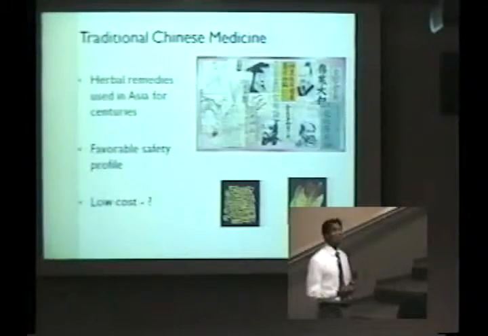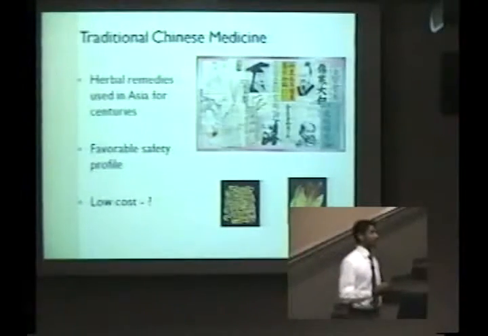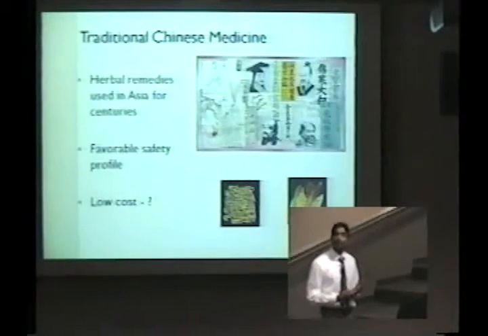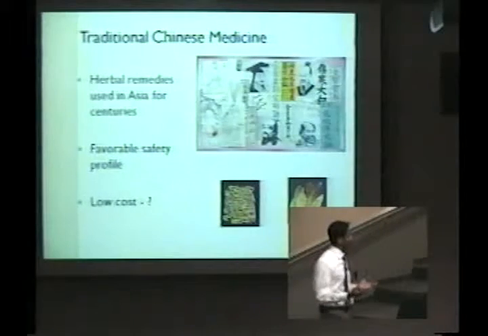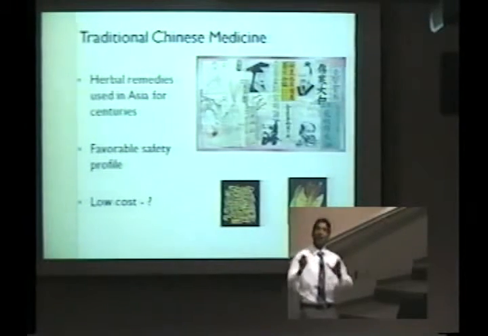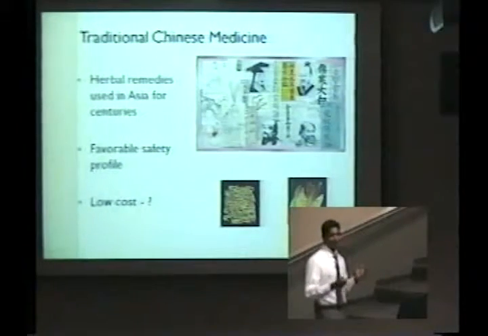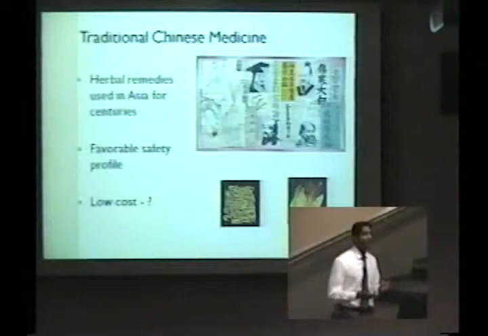Traditional Chinese medicine. These are herbal remedies that have been used in Asia for centuries to treat allergies and asthma. It has a favorable safety profile, and at this time there's a low cost. And I kind of laugh and put a question mark there because as soon as someone puts a patent on it, then the low cost is probably going to go away. But right now it's a low cost.